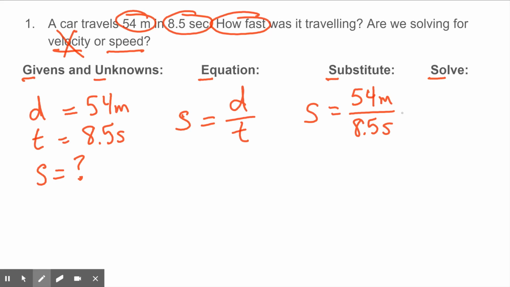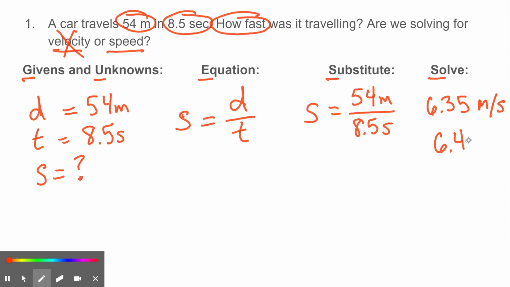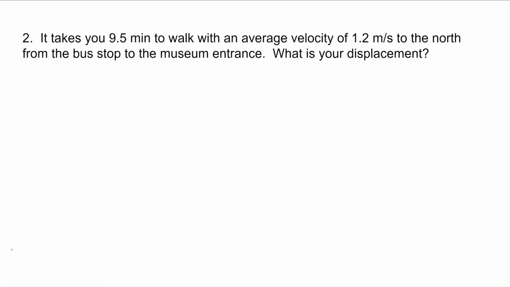Using a calculator, 54 divided by 8.5 is 6.35. Don't forget your units. It's going to be meters per second, and you can write it like that. Now, significant digits, we can put the answer as 6.4 meters per second. And that is how fast it was traveling.